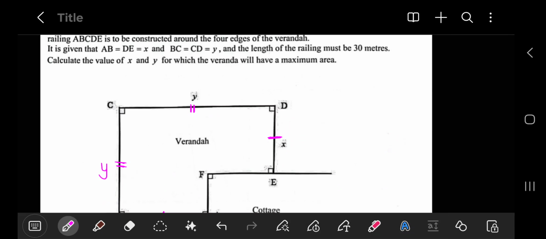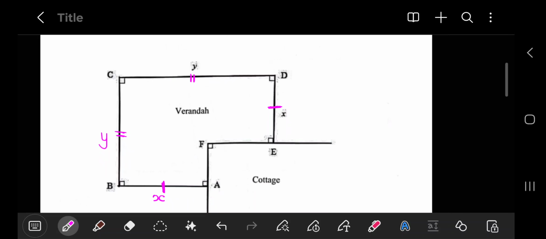For this kind of question, we need to figure out our own equation that we can use to work this out, since there's no equation given. A good place to start would be to get the lengths all around this veranda in terms of X and Y. I want to focus on getting FA, and FA is actually going to be Y minus X.